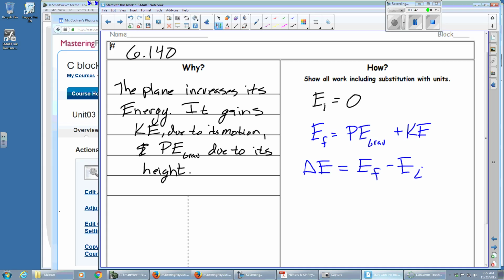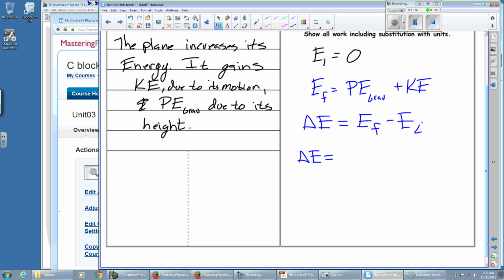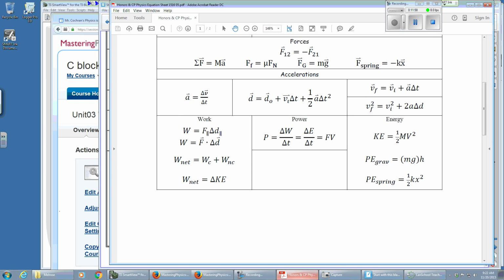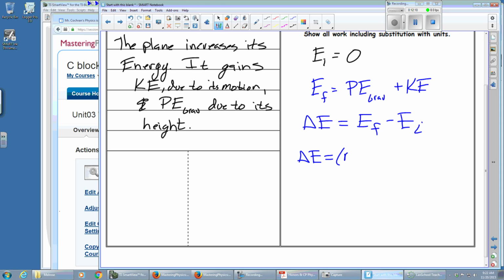That's easy. What's energy initial? 0. So let's see. I need to remember the equation for gravitational potential energy. Let's look at the equation sheet. It's this one over here on the right-hand side, and right above it is kinetic energy. That's convenient. So this is going to be mg. What's mg again?